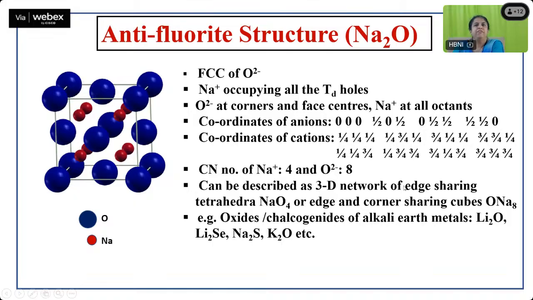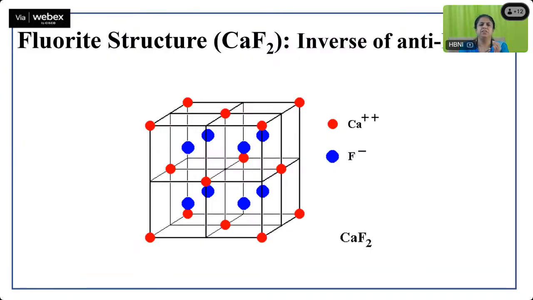But here, if you want to describe it as NaO4 tetrahedra, it is edge sharing NaO4 or corner sharing cubes of ONa8. Okay, a little difficult to visualize here, but this is how it is. All right. Now this was anti-fluoride. What is fluoride? No complication.